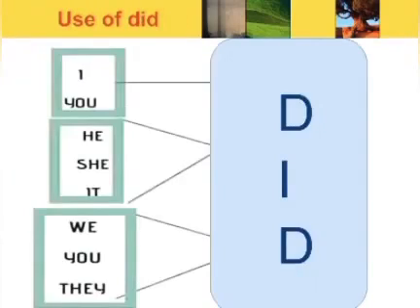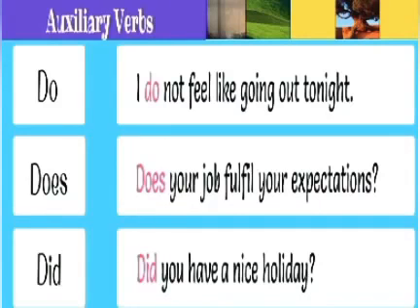Moving ahead to the use of did. Did is used to express the past tense when your common auxiliary verb is also not there. And irrespective of singular or plural, it is used with all the subjects. May it be I, you, we, they, he, she, it, singular or plural. Now let's look at the examples.